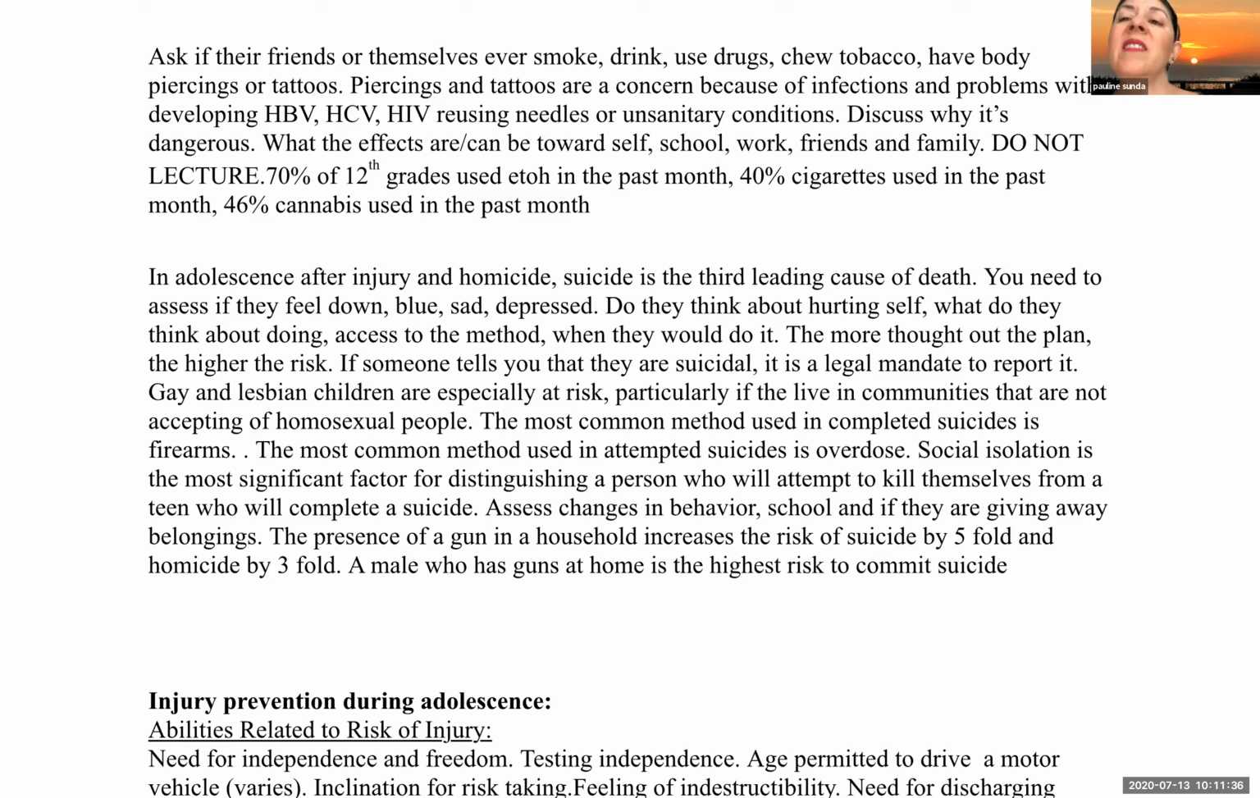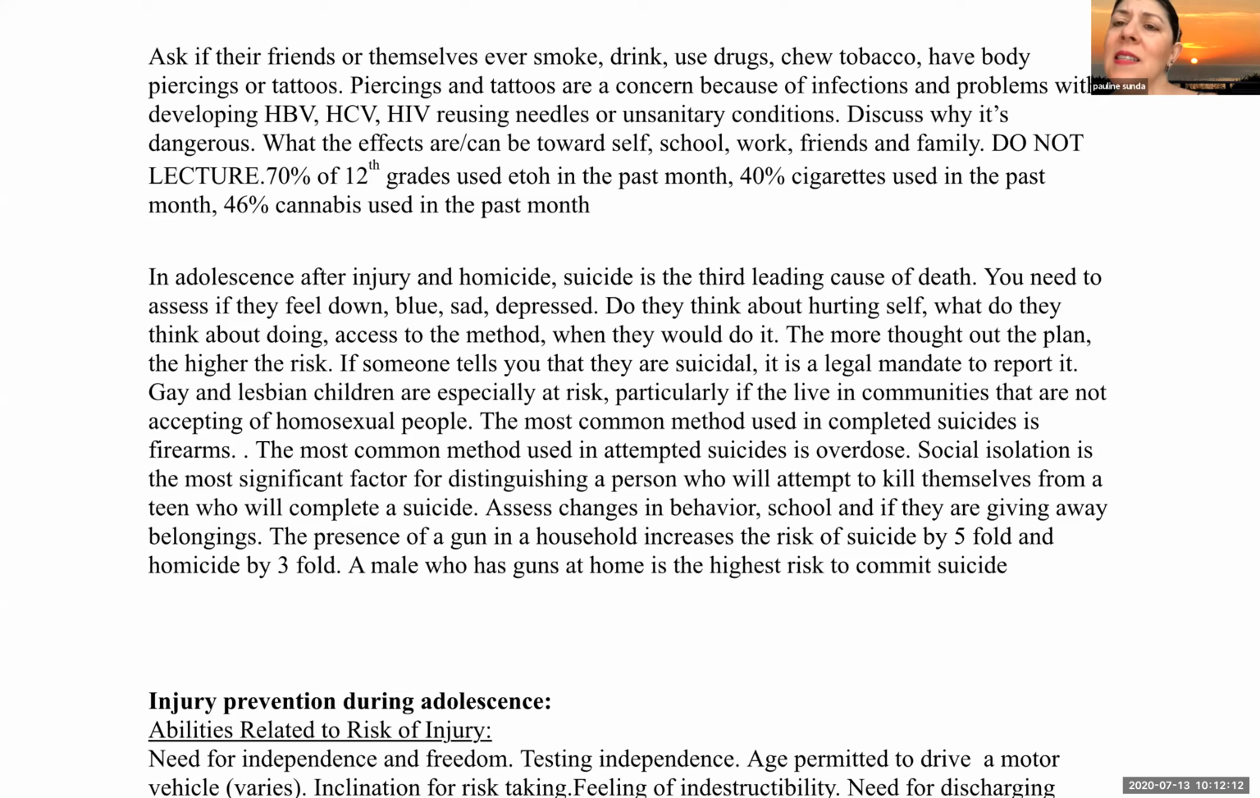Please note that 70% of 12th graders used alcohol in the past month. 40% smoked cigarettes in the past month, and 46% used cannabis in the past month, one research showed. So please, ask: what are your friends doing? Then we can infer, are they doing that as well? So if they say that their friends drink or use drugs, then you can ask them how often they do so.